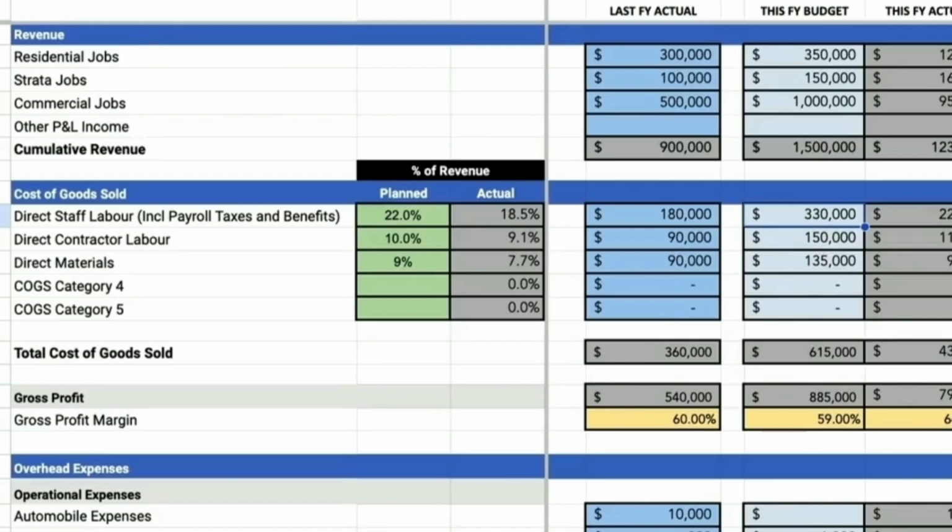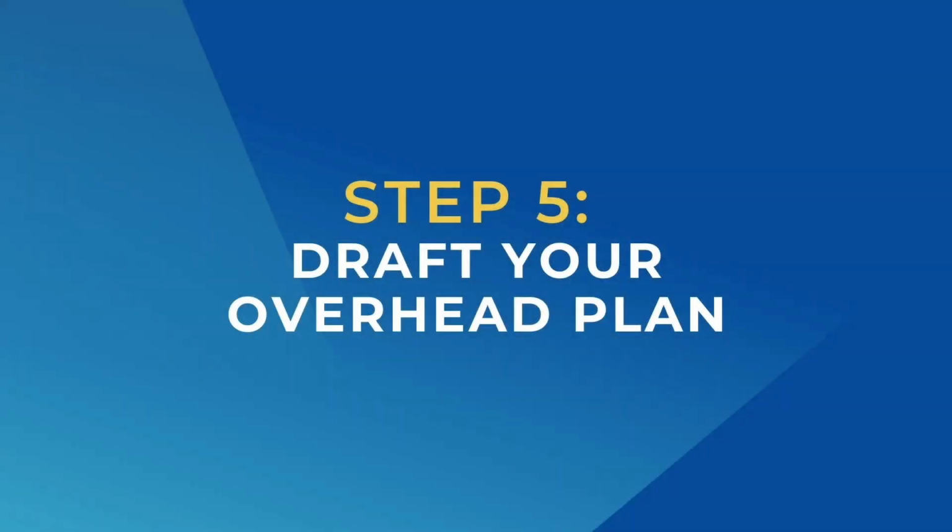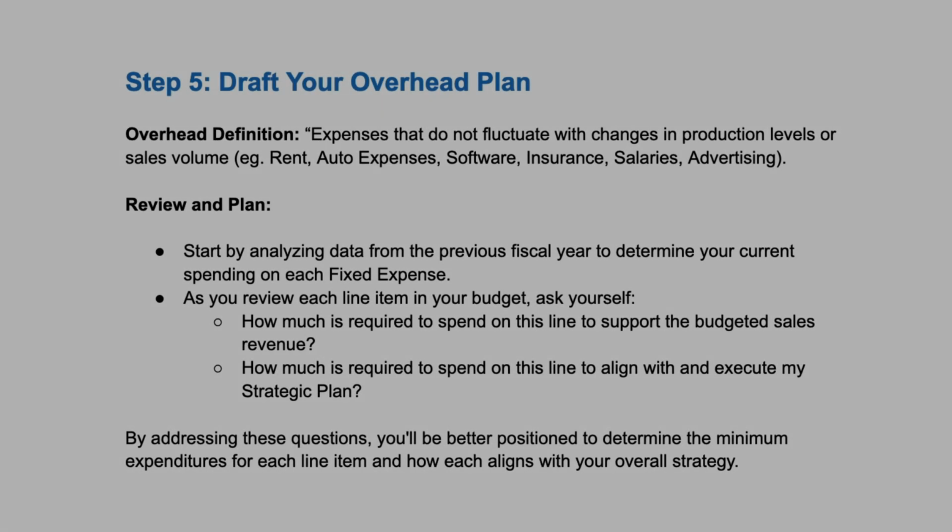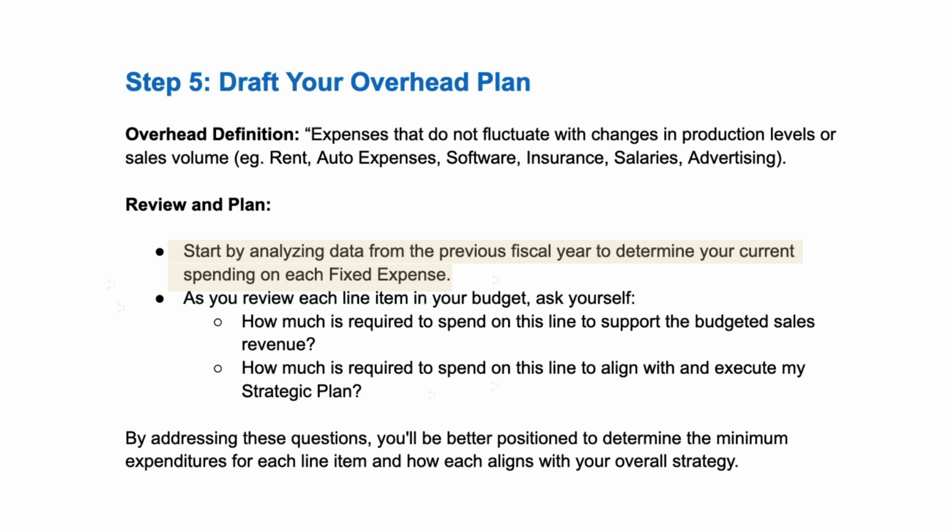That's step 4. And then step 5 is to draft your overhead plan. You're going to start by, again, analyzing data from the previous fiscal year to determine your current spending on each expense.